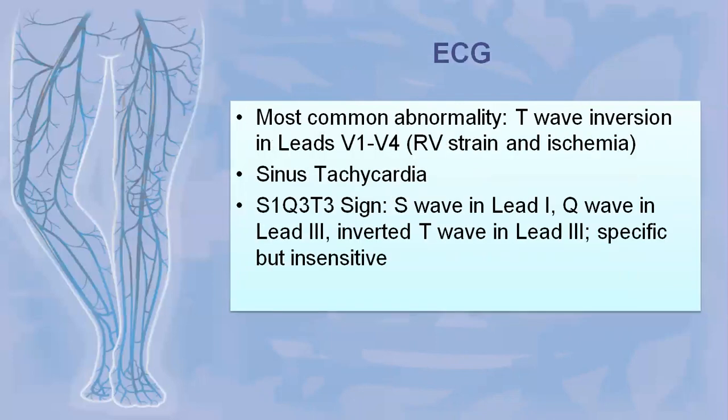The most common abnormality on ECG is T-wave inversion in leads V1 to V4. Other findings in ECG are sinus tachycardia and the S1Q3T3 sign, meaning there is an S wave in lead 1, a Q wave in lead 3, and an inverted T wave in lead 3. So this one is specific but insensitive.